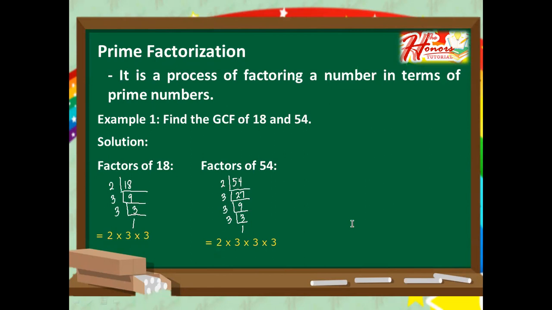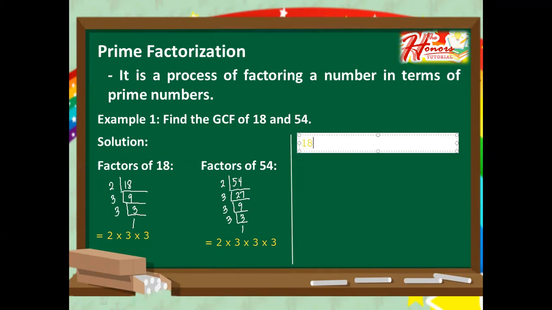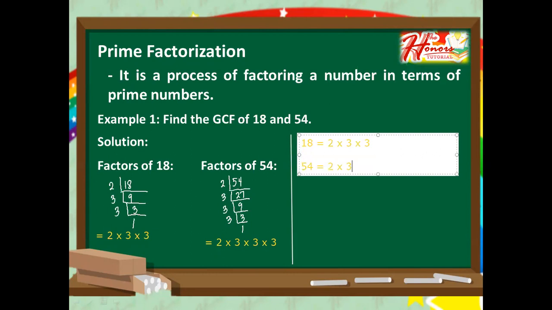And then what are we going to do next? We have to rewrite. So let's use the other part of this board. Now let's write 18 equals 2 times 3 times 3. And then below that, we have 54 equals 2 times 3 times 3 times 3.